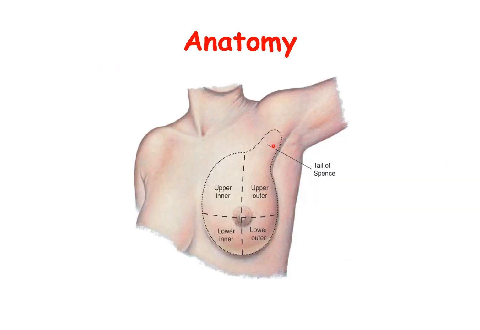Here you can see tail of Spence. This axillary tail of Spence lies in the axilla. Now this is of importance because most of the breast cancers can develop in this region, even though it is not fully included in the breast tissue.